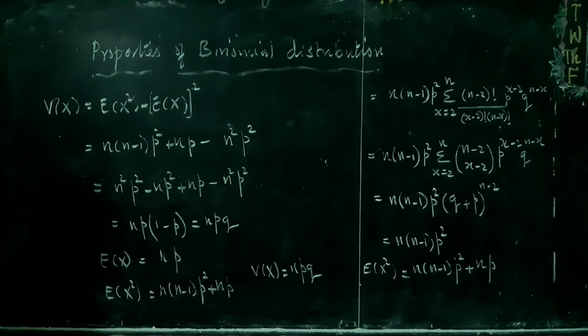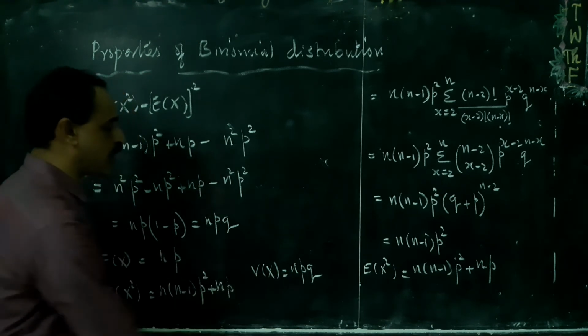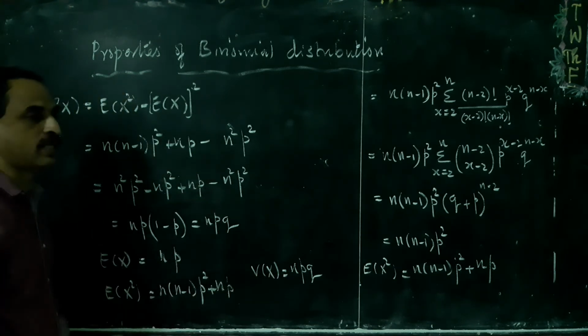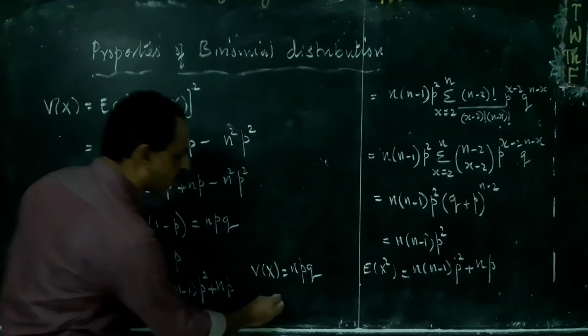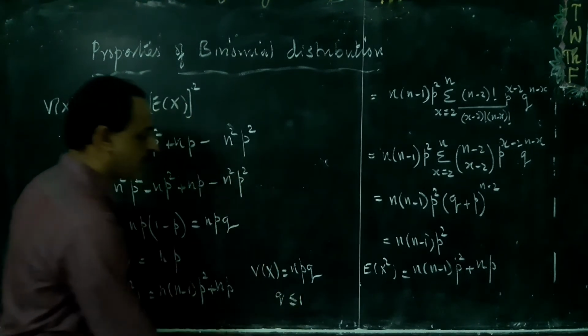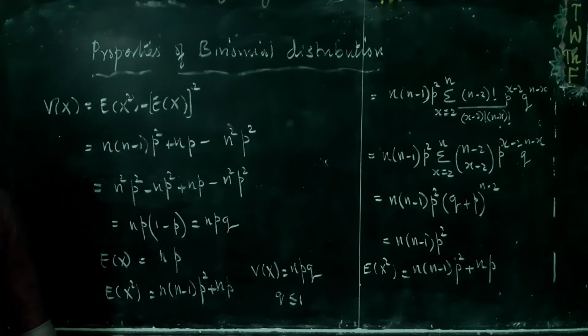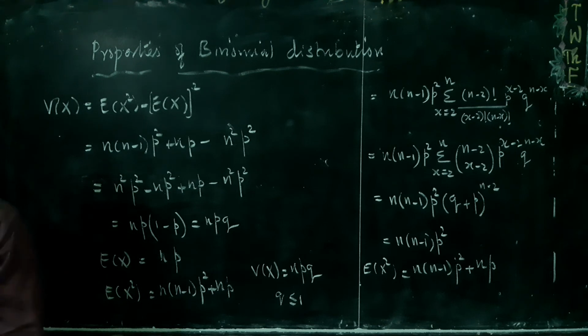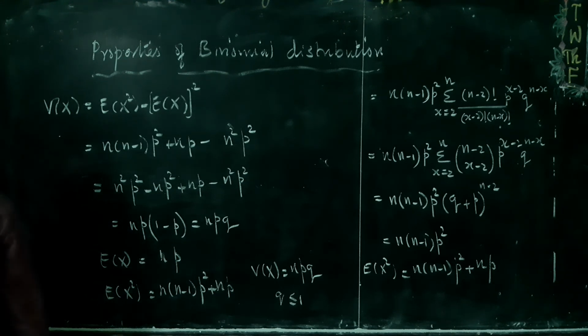You can see that when mean is np and variance is npq, mean will always be greater than variance. This is because q is always less than or equal to 1. Q is a probability, so its value can be maximum 1. So even though we multiply np with q in variance, variance will be lesser than mean in binomial distribution. That's about the mean and variance of binomial distribution.